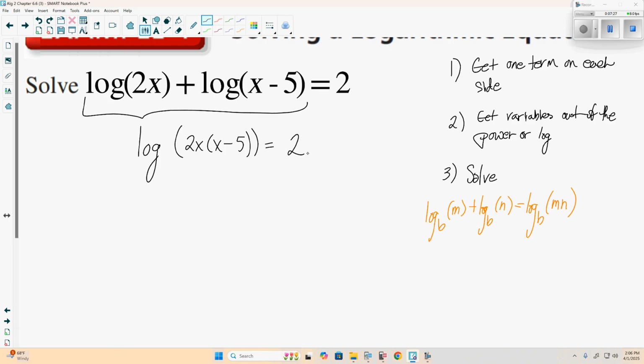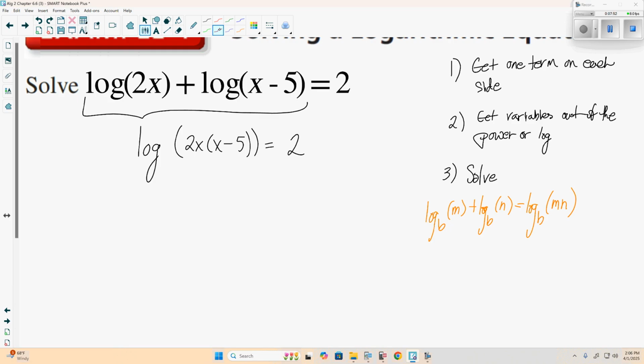And that right there is really the only new step that's being added. Everything else is going to be the exact same. So looking at this here, that took care of step 1. Step 2 is to get those variables out of the log. But we need to put both sides to a base.